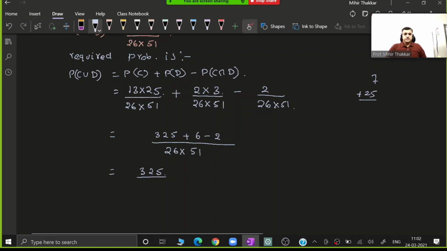26 into 51, that should give you the answer over here as 1326. Yeah, it is 329, I guess, plus 4. So that becomes your probability of C union D.